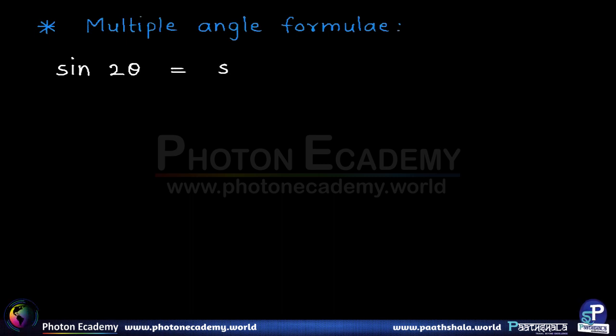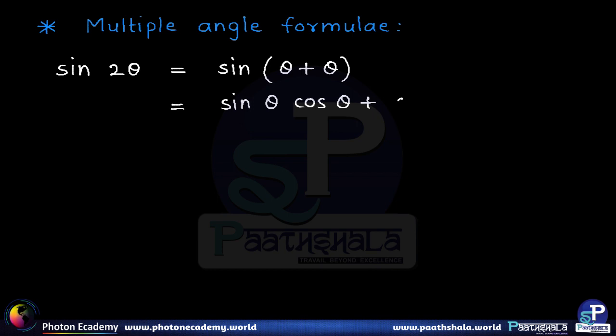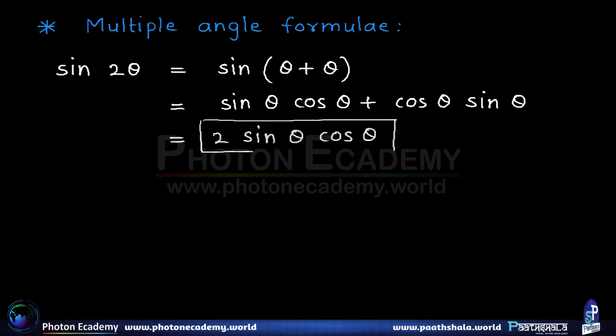Now this we can write as sine of theta plus theta, isn't it? And using the expansion for sine of a plus b, we can write that as sine a cos b plus cos a sin b. Interestingly, since both a and b here stand for theta only, we get both the terms as same, that is sin theta cos theta. So adding, we can write 2 sin theta cos theta. So the first result is 2 sin theta cos theta.